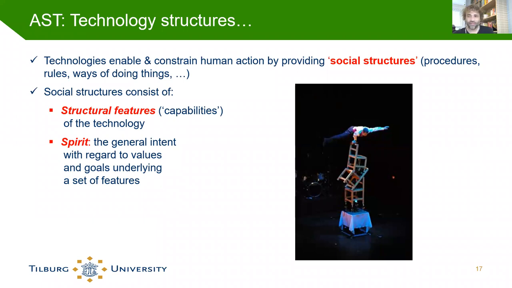So the central premise of the theory is now on the slide. I think it's pretty easy to understand. They say that technologies constrain and enable human actions by providing social structures and ways of doing things. Those social structures are basically the characteristics of a communication technology, and they consist of structural features and the spirit of a technology. I'll explain a bit further, of course. The social structures of a technology are what we would call the characteristics of a technology.